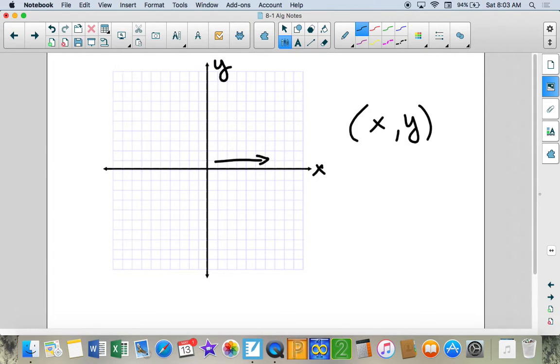We move positive on the x-axis, we move negative on the x-axis, we move positive on the y-axis, and we move negative on the y-axis. So when I get a point like 3, 5, I go 3 on the x, 1, 2, 3, and then I go 5 on the y, 1, 2, 3, 4, 5. So it has two dimensions, and that's the basic tenets of graphing on a coordinate plane.